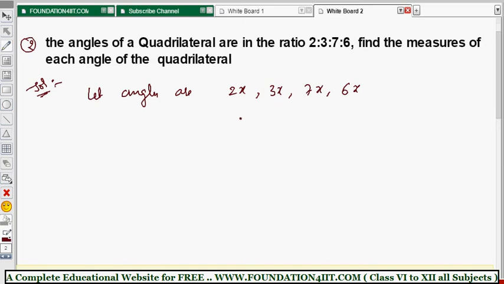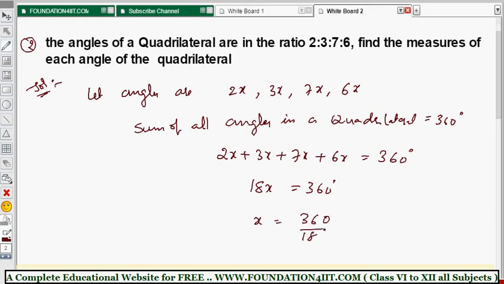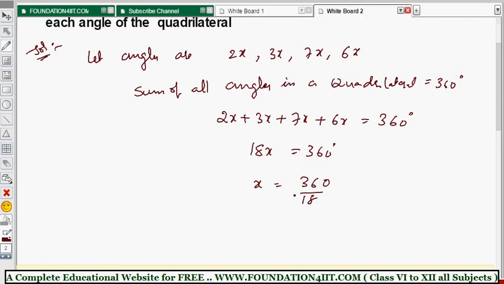So let the angles be 2x, 3x, 7x, 6x, and according to the property, the sum of all angles in a quadrilateral is equal to 360 degrees. So 2x plus 3x plus 7x plus 6x is equal to 360 degrees. Adding, 2 plus 3 is 5, plus 7 is 12, plus 6 is 18. So 18x is equal to 360 degrees. Then x is equal to 360 by 18, so x is equal to 20.